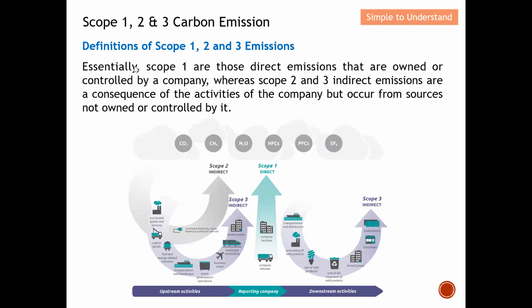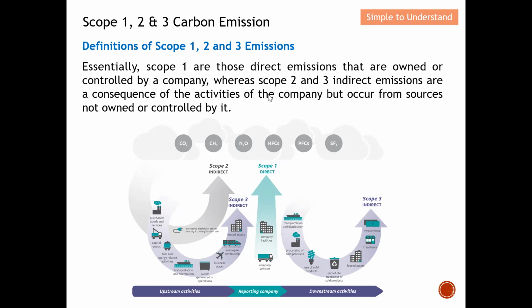Essentially, scope 1 covers direct emissions that are owned or controlled by a company, by your company. In short, for scope 1, you own these activities and you are able to control them. So this is what we mean by scope 1. This is what we call a direct emission, which you own and which you can control.